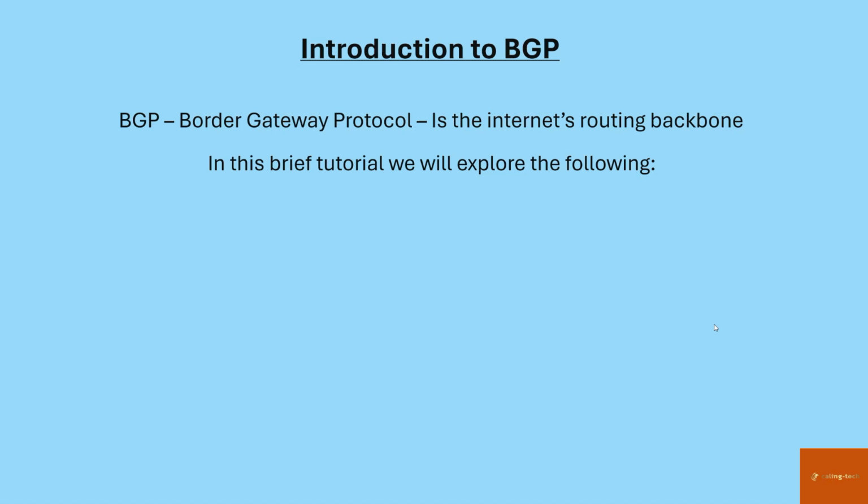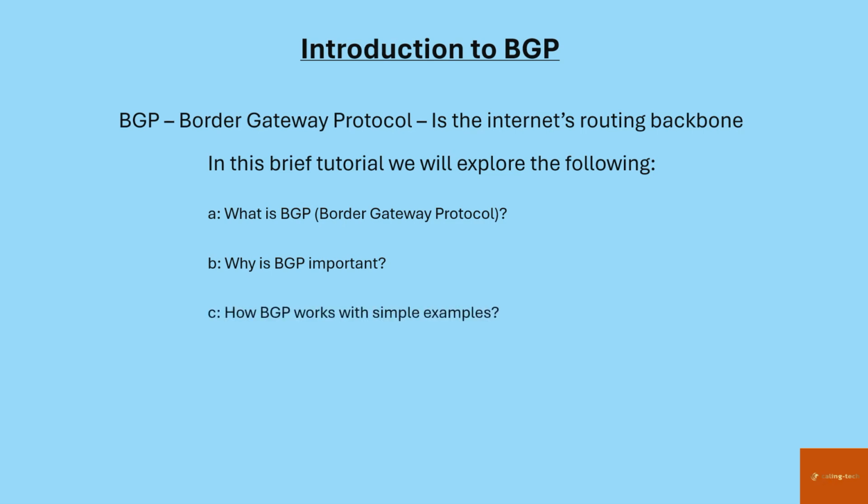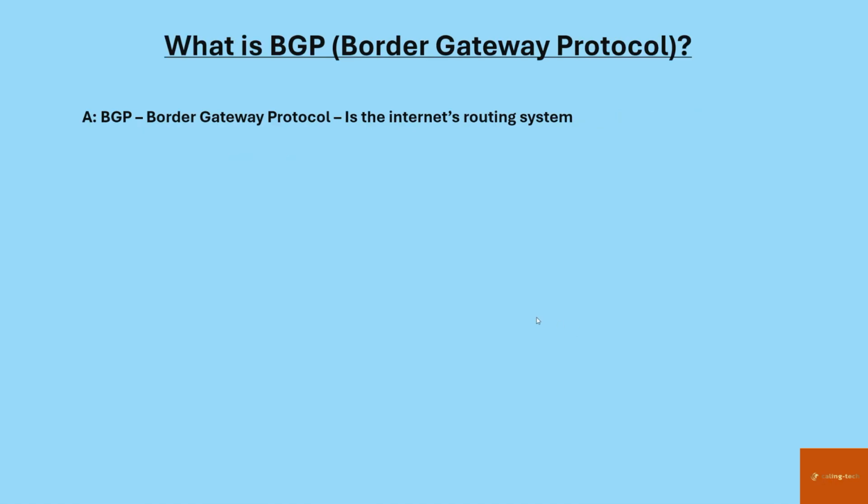So BGP is the internet's routing backbone. In this brief tutorial, we're going to explore the following: What is BGP, what is Border Gateway Protocol? And why is it so important? Why is BGP so important? And how BGP works, with a couple of very simple examples. We'll start with what is BGP.